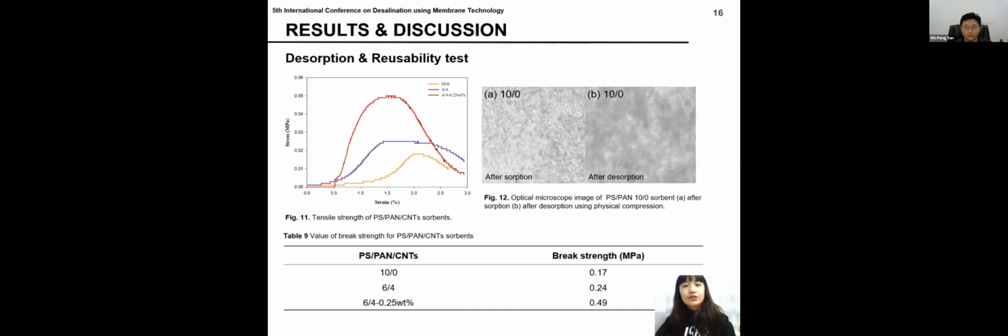And like figure 12, A is the surface of the PS sorbent after sorption, and B is the surface of the sorbent after desorption using physical compression. After desorption, the fiber structure was broken, so reusability was investigated using 6 to 4 and 6 to 4 with 0.25% of PS-PAN CNT.